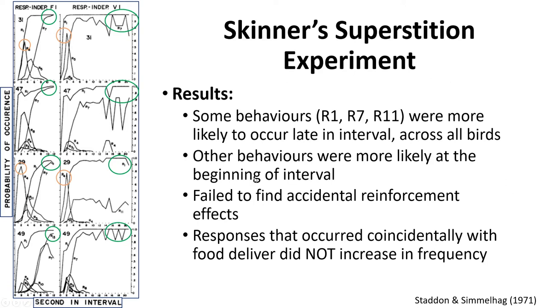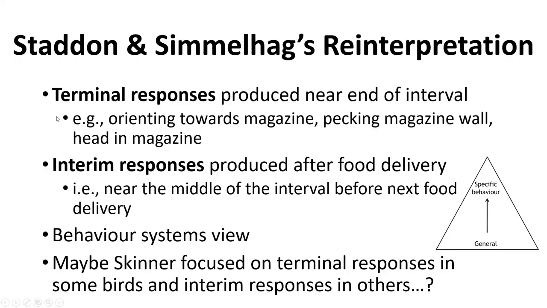So this ended up refuting that idea of superstitious behaviors developing. And instead, what we're seeing is that we have terminal responses, things that are produced near the end of the interval, so going over to be near the feeder. And then we'd also have interim responses, which are the things that they did when they knew they had time before food was delivered. So things that are produced immediately after food delivery, before the next delivery is imminent.